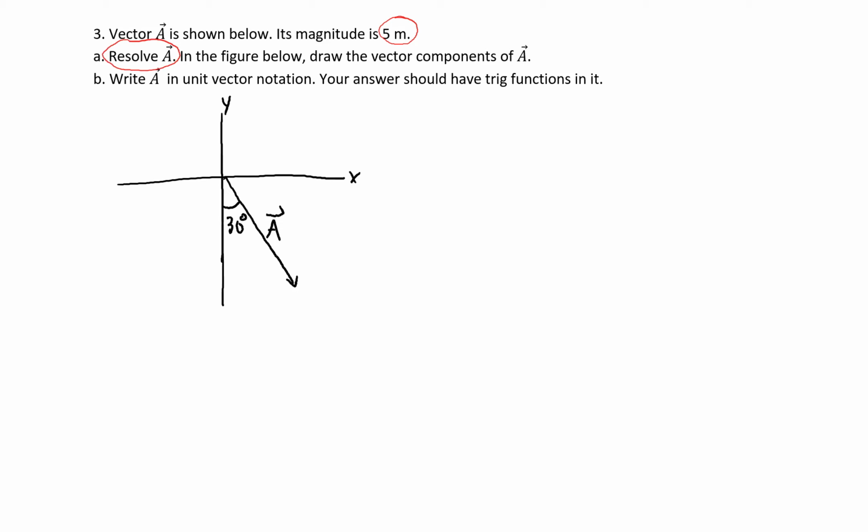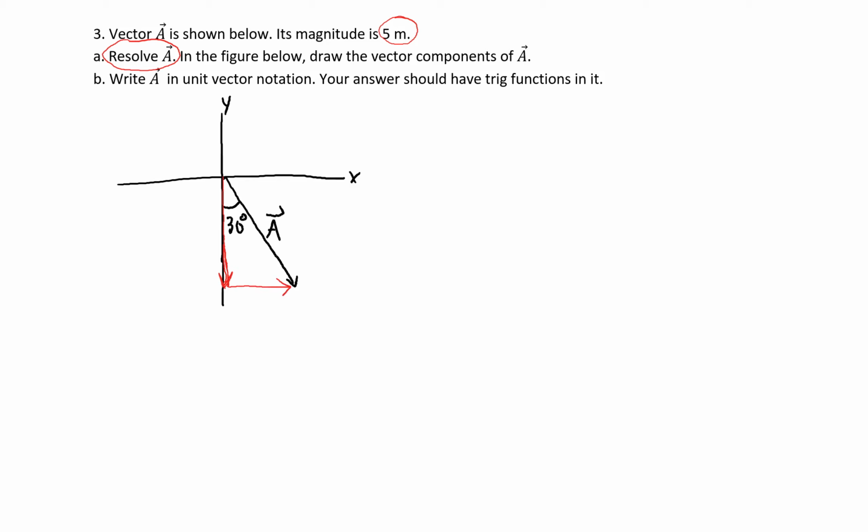And the way you do this is you have to draw two vectors that lie parallel to the axes of the system. So one vector will be like this. That should be straight ideally. And the other vector is like this.